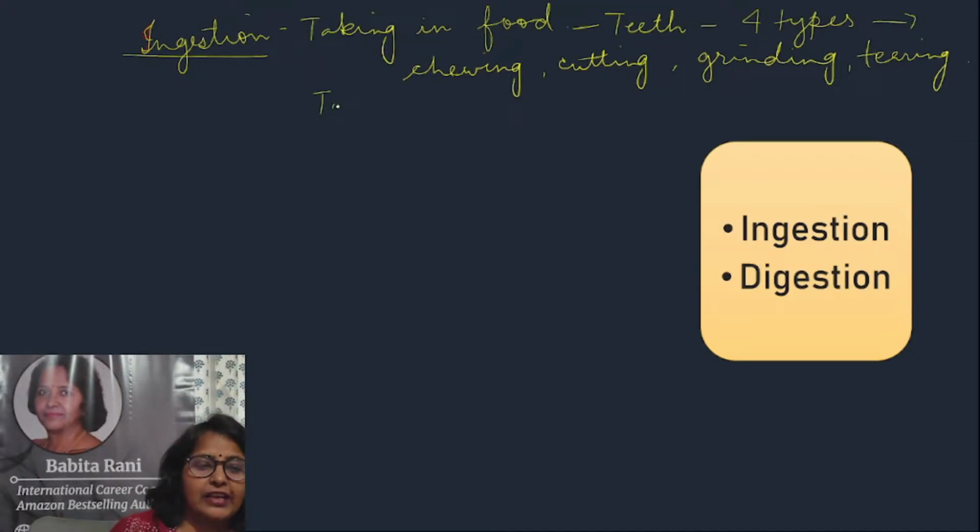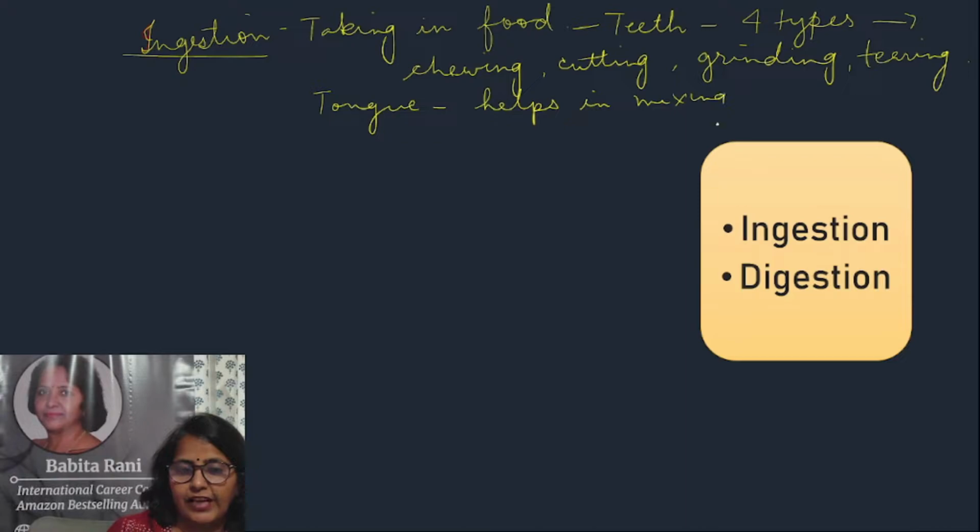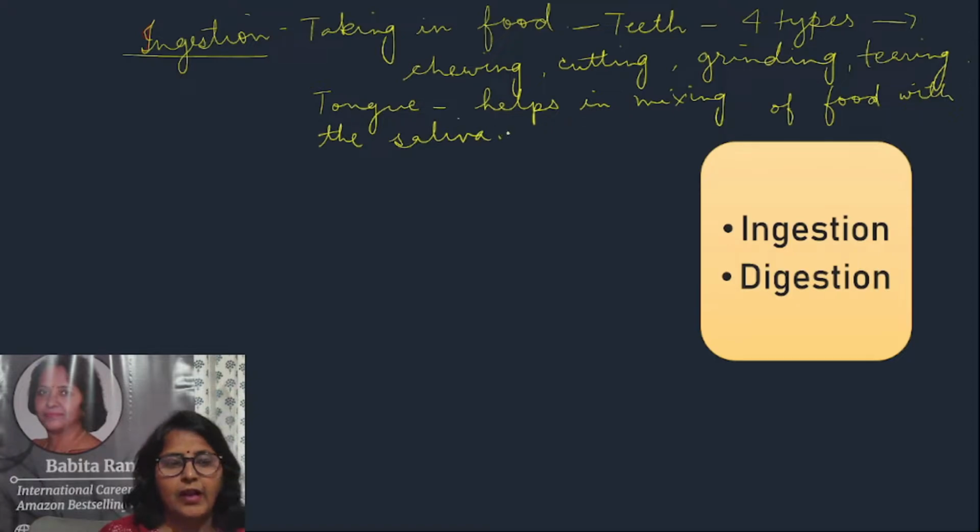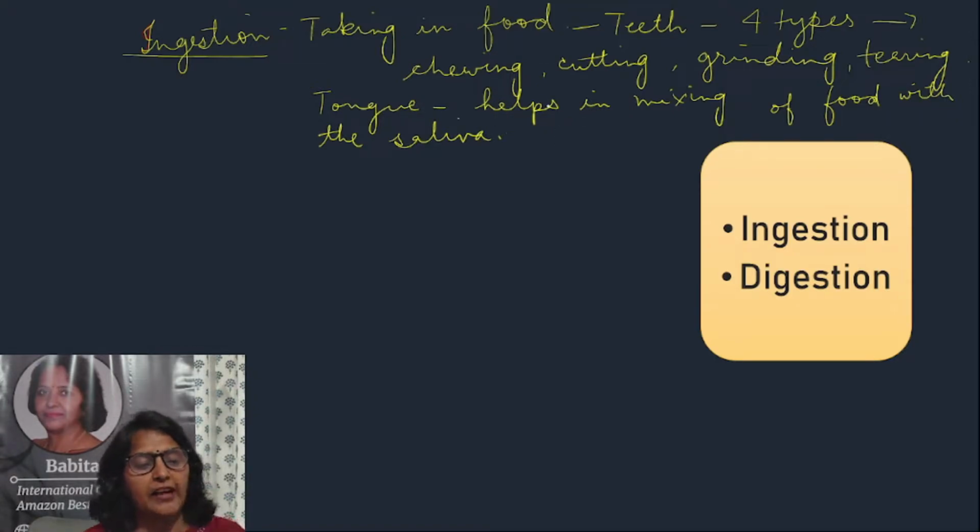The buccal cavity also has the tongue, which helps in mixing of food with the saliva. So, inside the buccal cavity we have teeth and tongue. They have other functions also, but I am discussing only the function which is related to digestion. Then from here it moves in the buccal cavity.